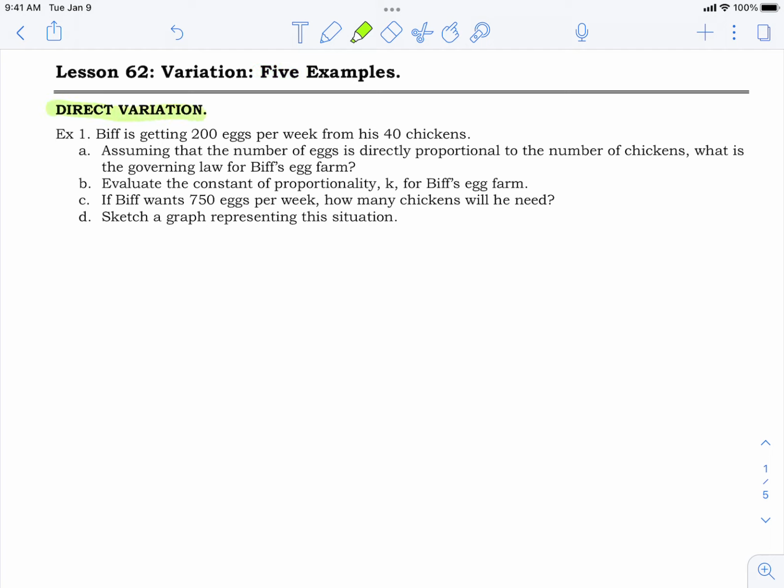The first type is something called direct variation. Okay, so what is this? Here's an example of direct variation. Biff is getting 200 eggs per week from his 40 chickens.